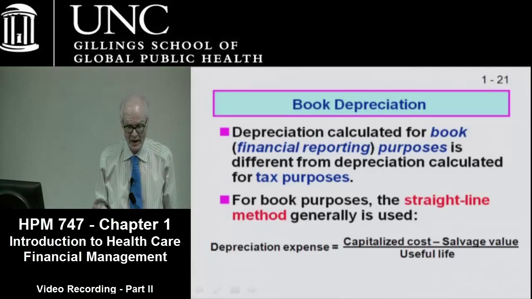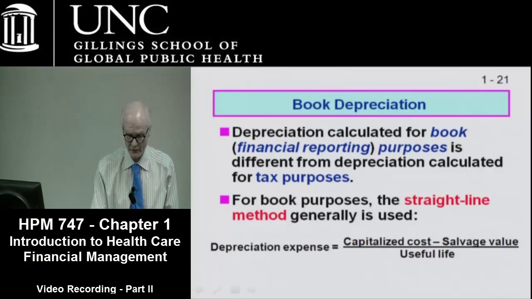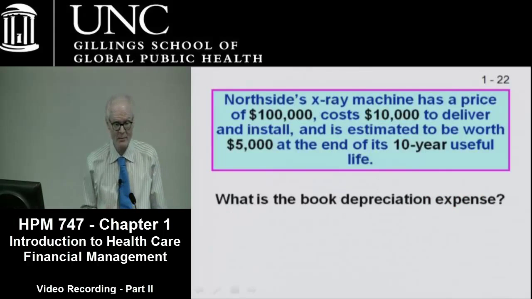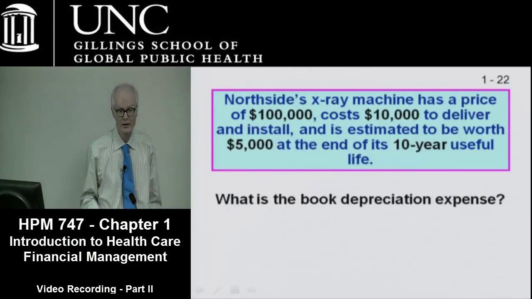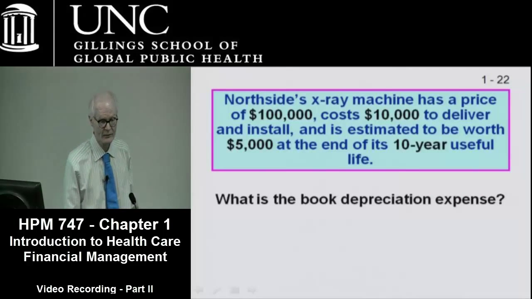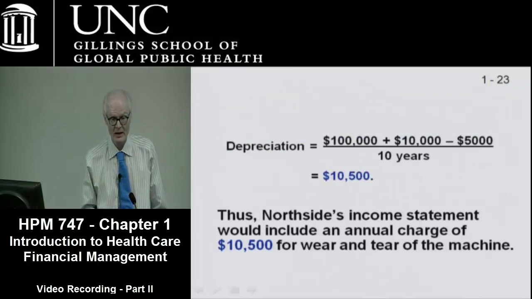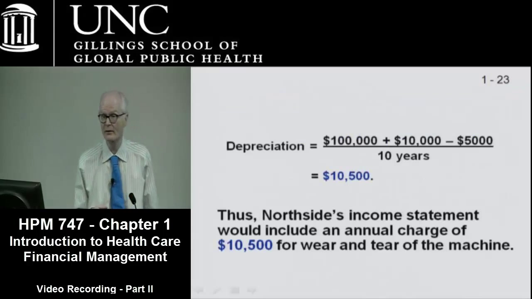So, nevertheless, accountants will calculate the straight line depreciation by taking the value of the asset minus its salvage value over its useful life. So we have an X-ray machine, costs $100,000, costs $10,000 to deliver and install it, and it's worth $5,000 at the end of its life. Accountants will calculate a depreciation expense of $10,500.